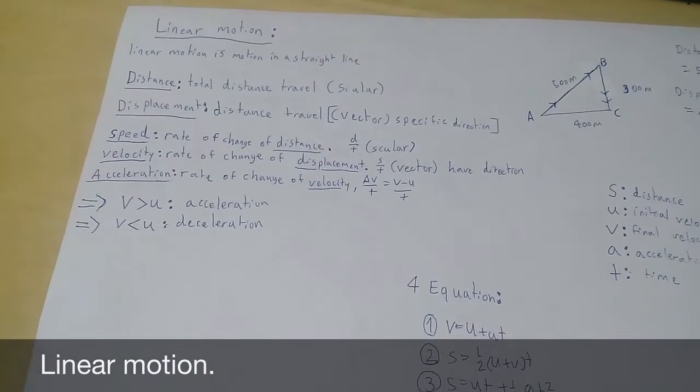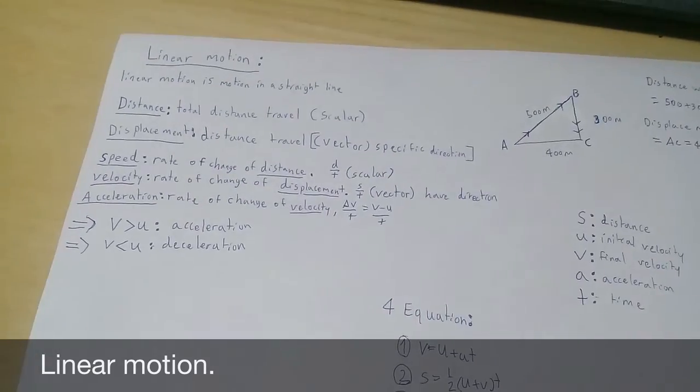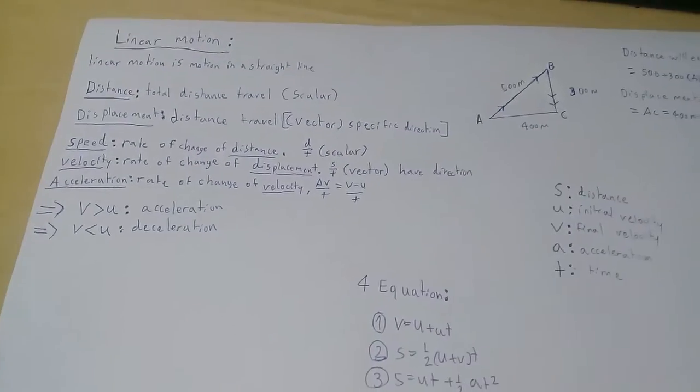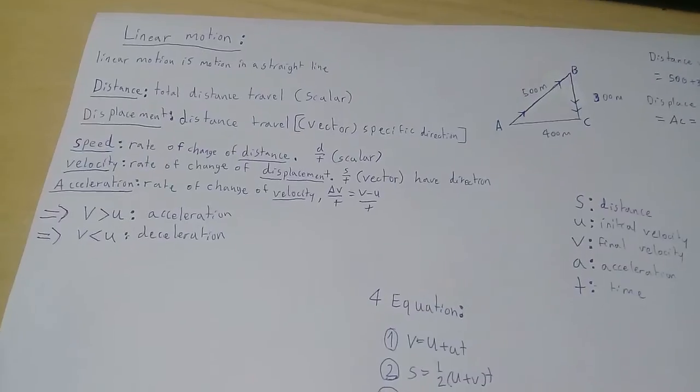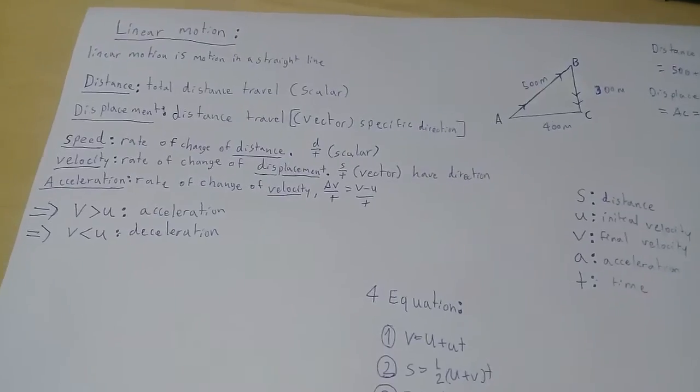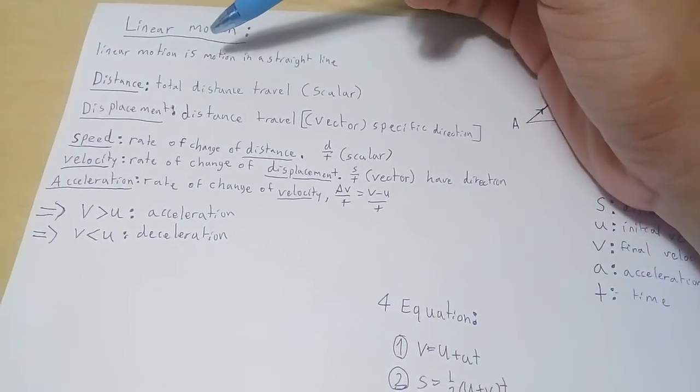Hi, my name is Punnatorn On-Kam from class 4A, number 24. Today I'm going to give you a brief explanation of linear motion. Linear motion is basically motion in a straight line.